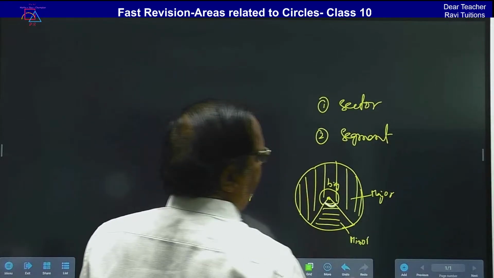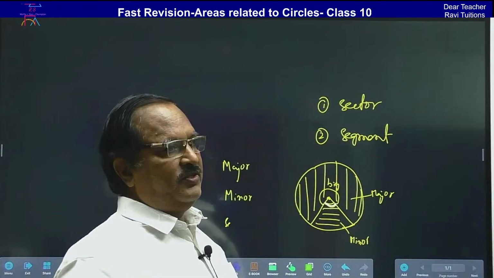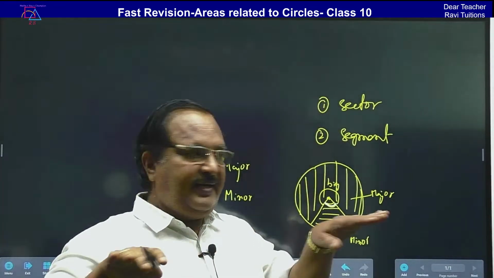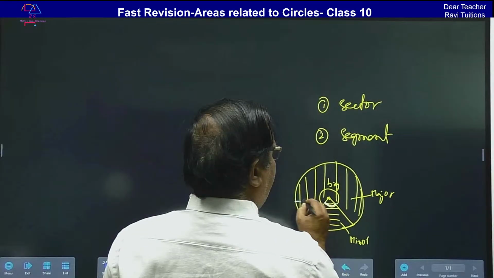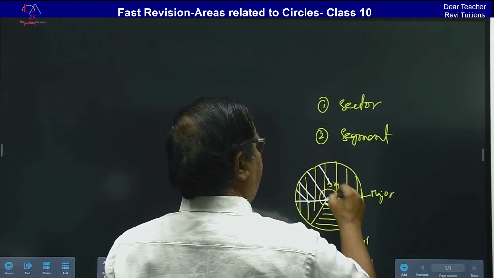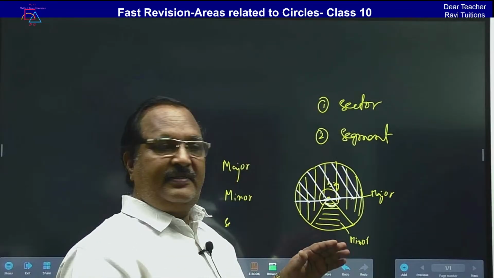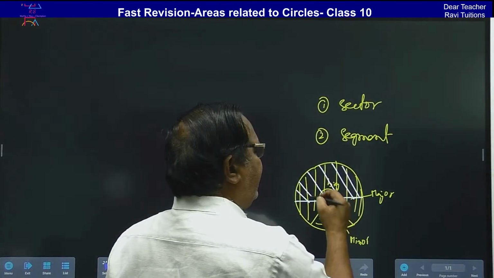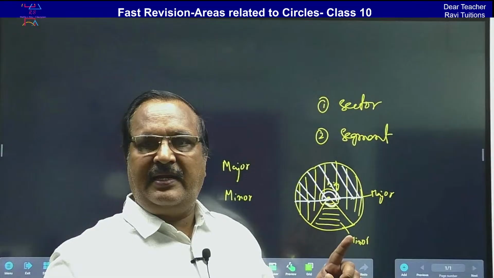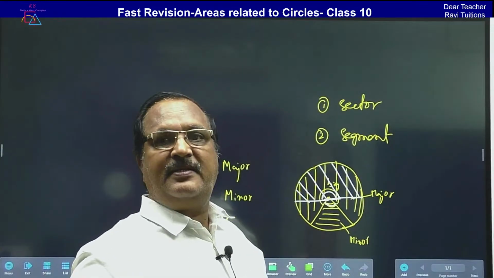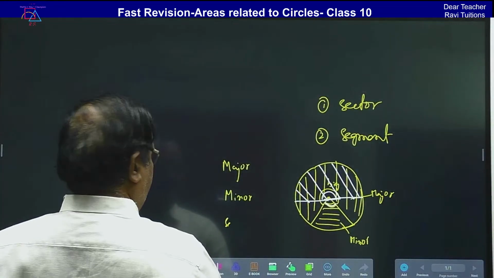If the angle is equal to 180 degrees, then it will become a semicircle. This is a semicircle. If the sector angle is less than 180 degrees, it is minor. If the sector angle is more than 180 degrees, it is major. These are the simple things you have to remember.